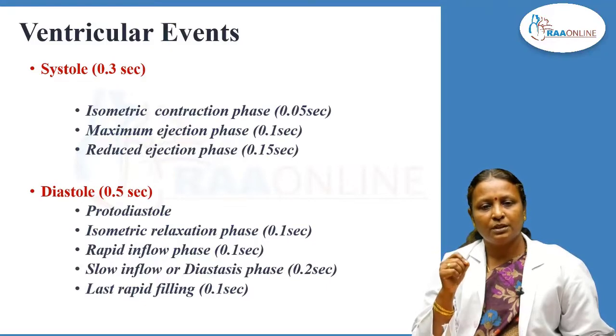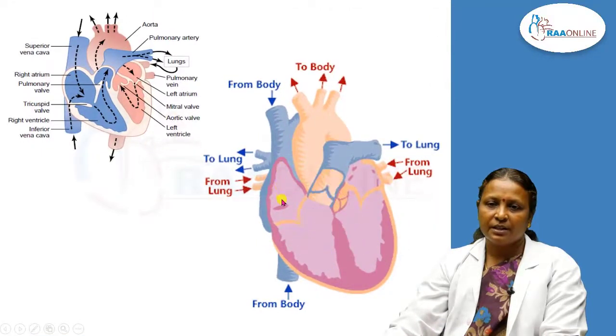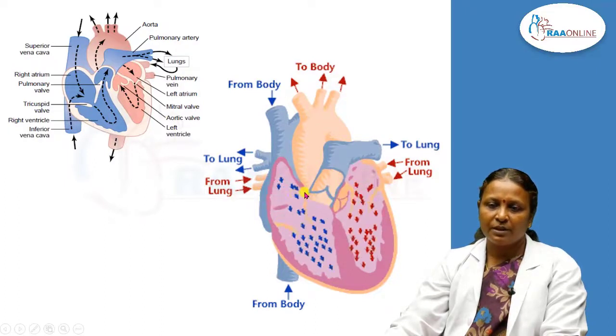When we come to the diastole, it is totally 0.5 seconds. Protodiastole is very short. Then comes the isometric relaxation phase, rapid inflow phase, slow inflow or diastasis phase, and last the atrial systole or rapid filling phase. So blood is coming, the venous blood is returning to the heart from the superior and the inferior vena cava. You have what valve here? You have the tricuspid valve.